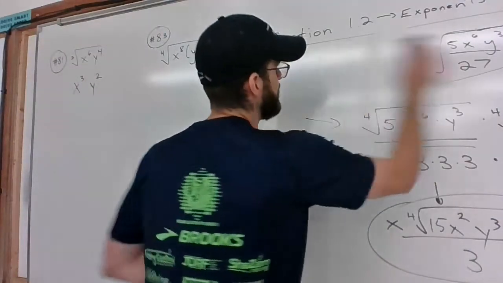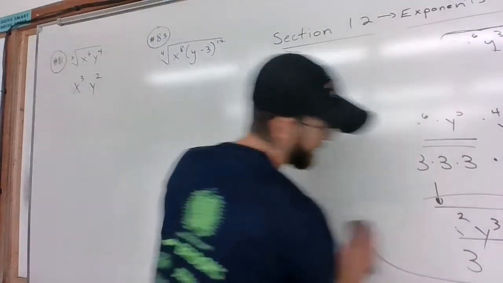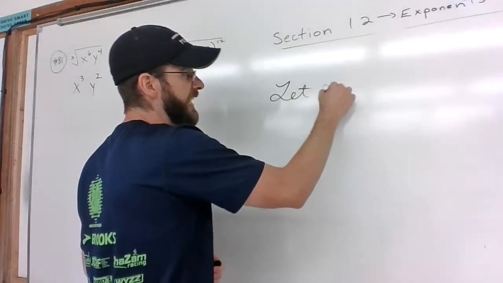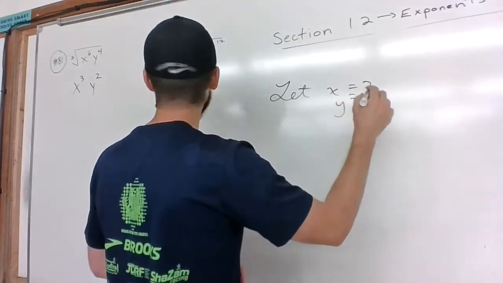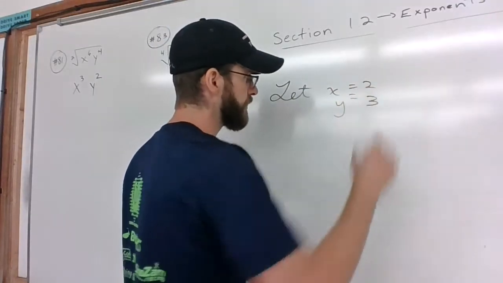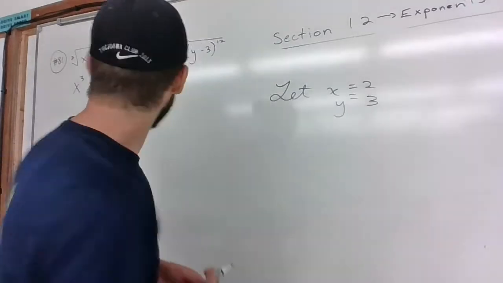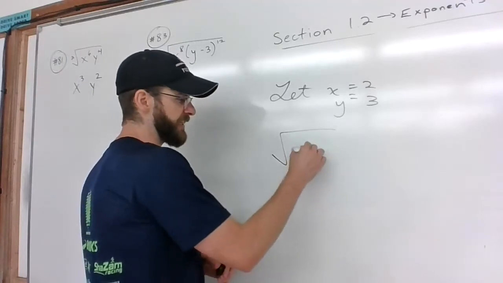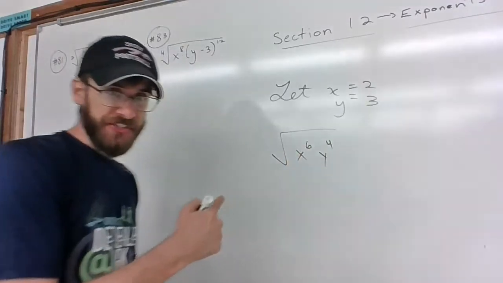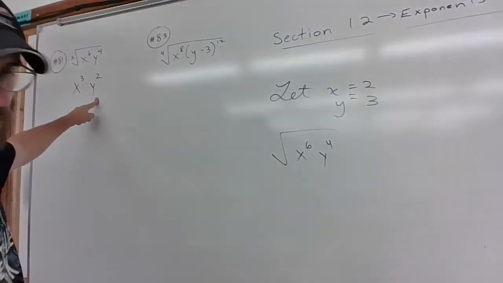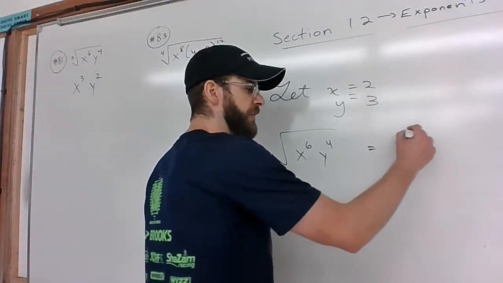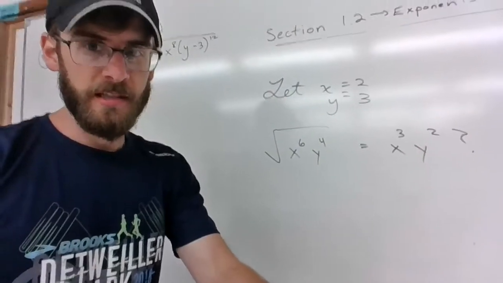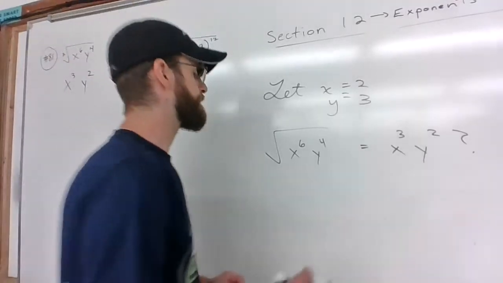All right. Let's say let x equal 2 and y equal 3. I'm going to dig into this a little bit. Let's say we're taking the square root of x to the 6, y to the 4th. I just stated that it should equal x cubed times y squared. But I'm doing this with a question mark because I actually know it's not right. But anyway, let's plug in the values and see what happens.